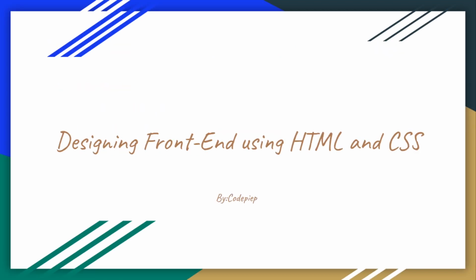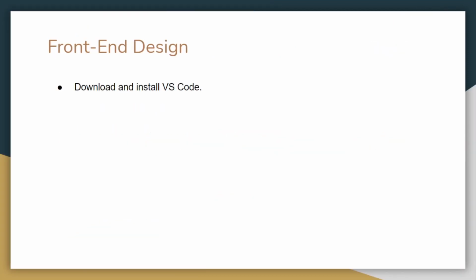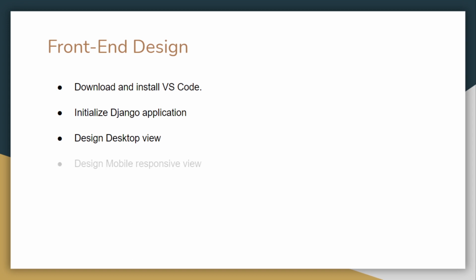So let's get started. So first of all, we need to download and install VS Code. I am using VS Code out of personal preference, but if you are familiar with any other editor, it will work for you. Then we will see how to initialize Django application. Then we will design our desktop view, and then we will design mobile responsive view. So front end design will consist all of this.